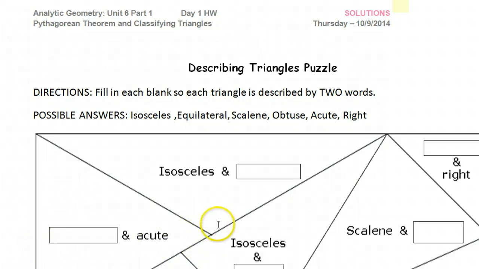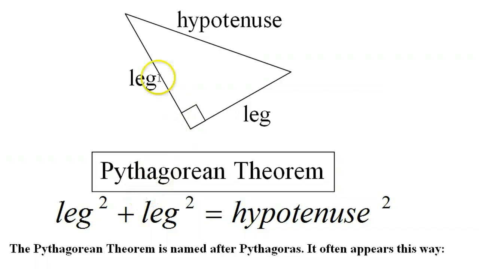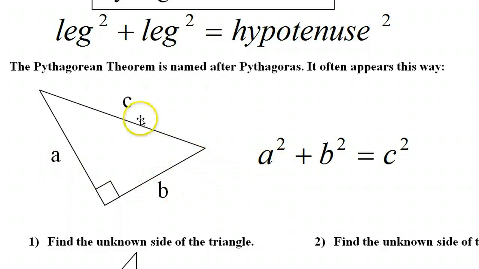Alright, in this lesson we're going to learn about classifying triangles according to the lengths of their sides and the measures of their angles. So we're talking about isosceles triangles, equilateral, scalene, also obtuse triangles, acute triangles, and right triangles. So classification. In addition to that, we're going to talk about the Pythagorean theorem, which is that the leg squared plus leg squared equals the hypotenuse squared in a right triangle. And of course, you will often see that written as a squared plus b squared equals c squared.